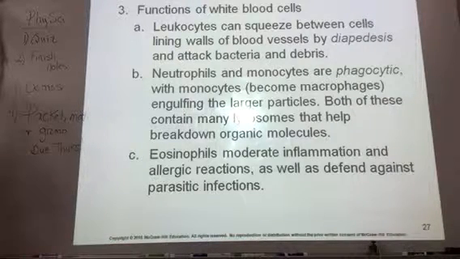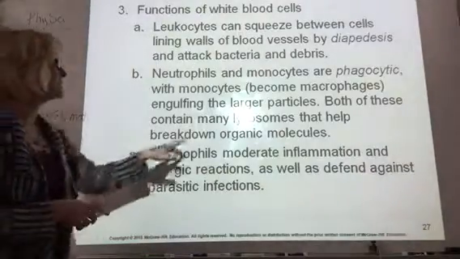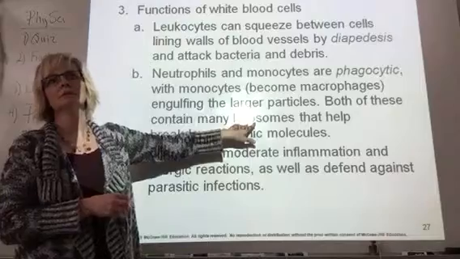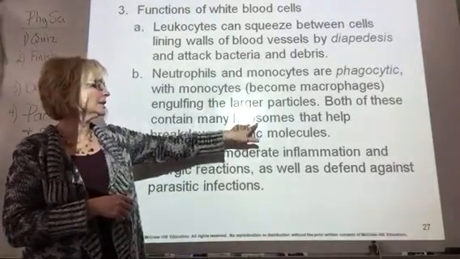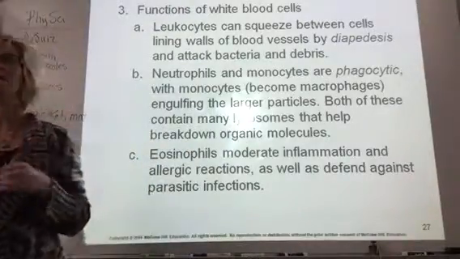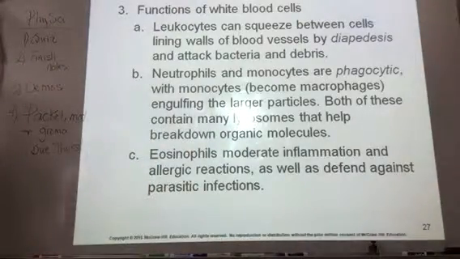Your monocytes can become macrophages, which means they are big. They can probably get rid of the bigger stuff. So neutrophils and monocytes are phagocytic; they can engulf larger particles and help clean up things. Both of those cells contain lysosomes. In biology, this is an important cell organelle. Lysosomes help to break down things, so it helps them to get rid of other particles.